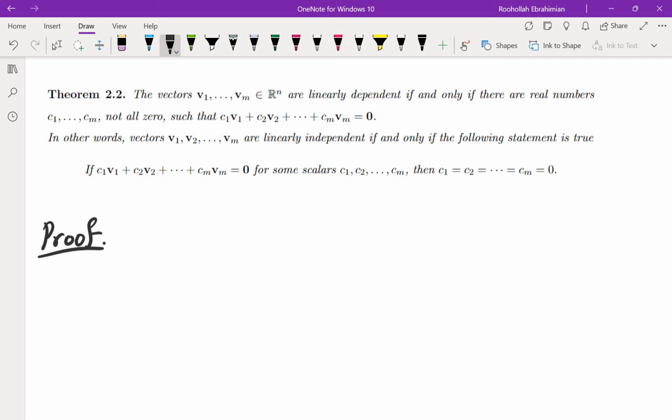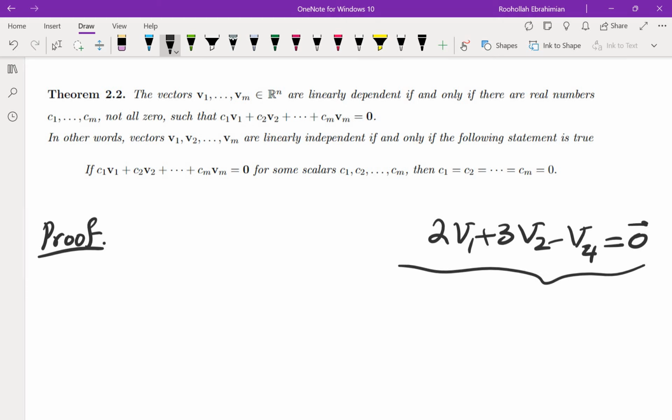Linearly dependent means something like this: 2v1 plus 3v2 minus v4 equals 0, which means the third coefficient is 0. This would be linearly dependent. The opposite of that would be there is no such linear combination that gives you 0. So we will prove that theorem.